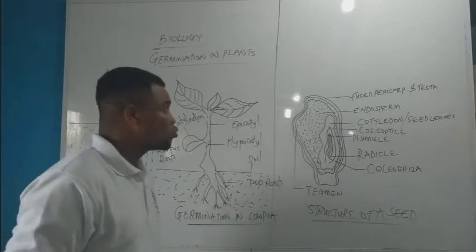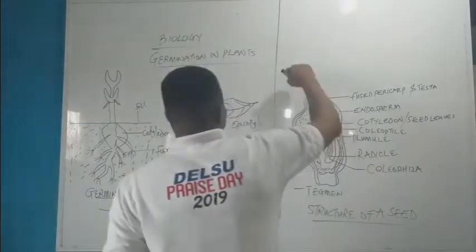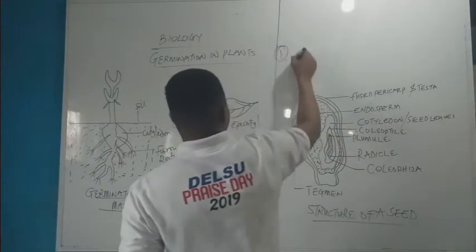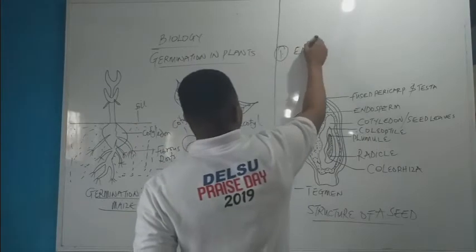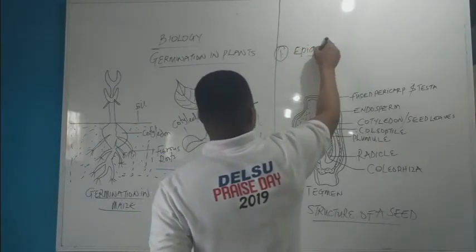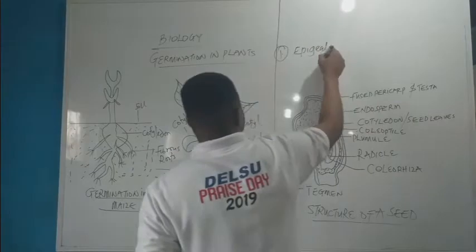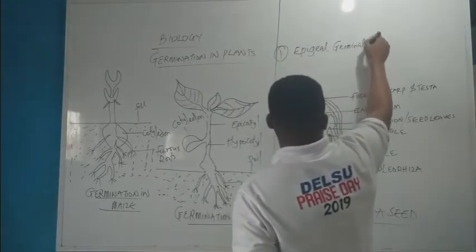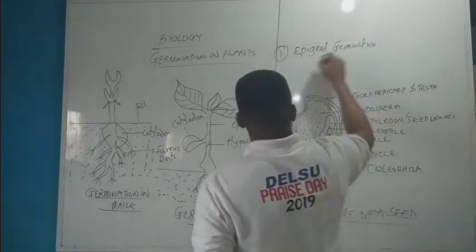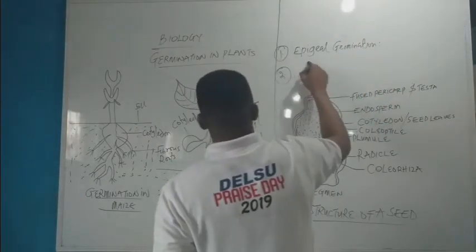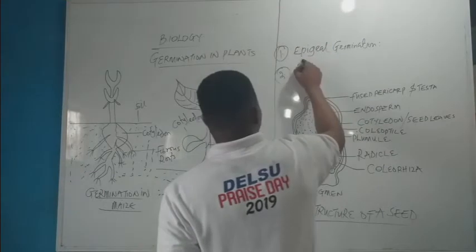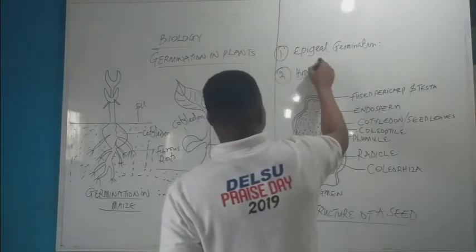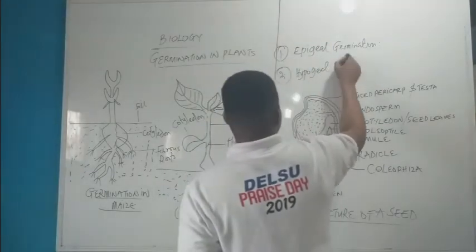Now, there are two types of germination. The first one is known as what? The epigeal germination. And the second one is called what? The hypogeal germination.